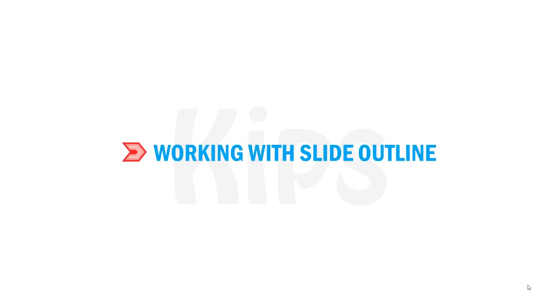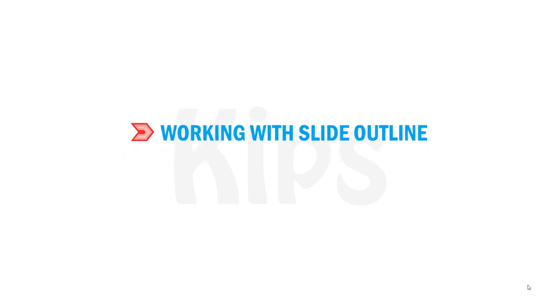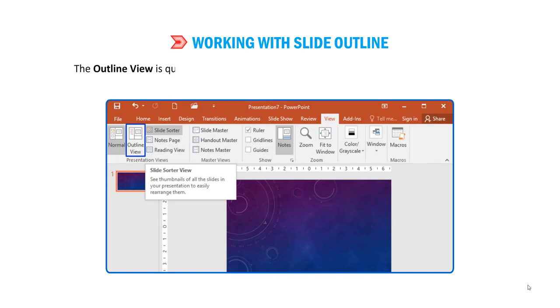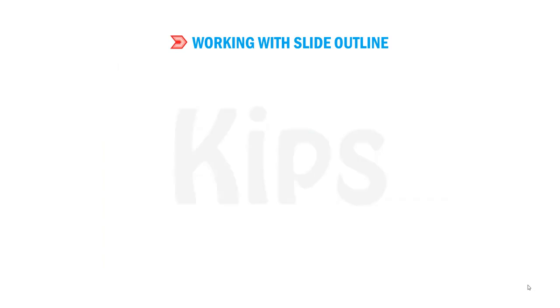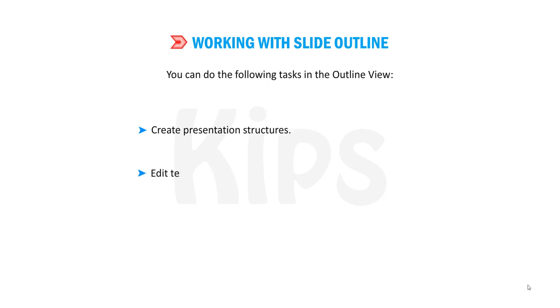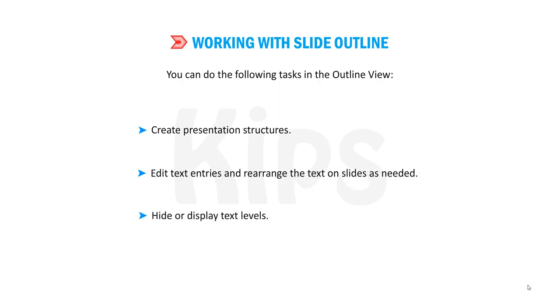Let's learn how to work with Slide Outline view. The outline view is quite similar to Normal view except that it provides a summary of each slide in the outline pane. You can do the following tasks in the outline view: create presentation structures, edit text entries and rearrange the text on slides as needed. Hide or display text levels.